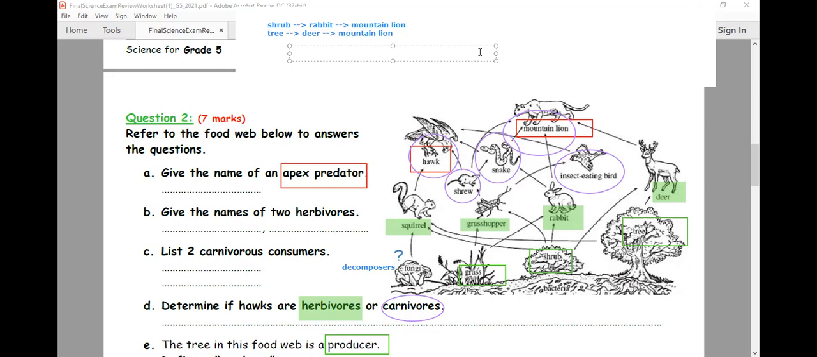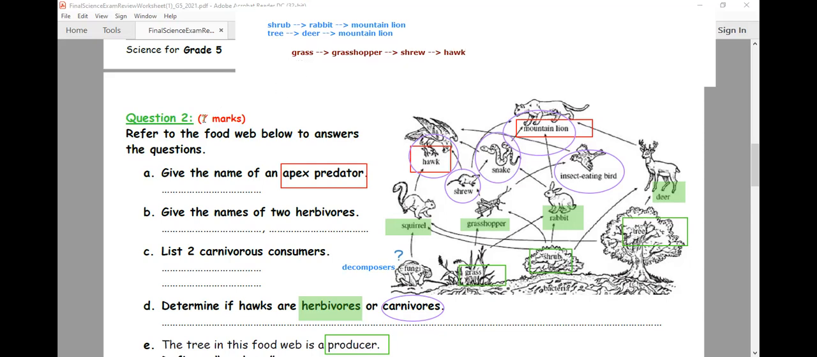Grass, then grasshopper, then snake, then mountain lion. The grass is eaten by the grasshopper. The grasshopper is eaten by what? The snake. Oh no, I mean the shrew, then the hawk. It's eaten by the shrew, and then the shrew is eaten by the hawk.